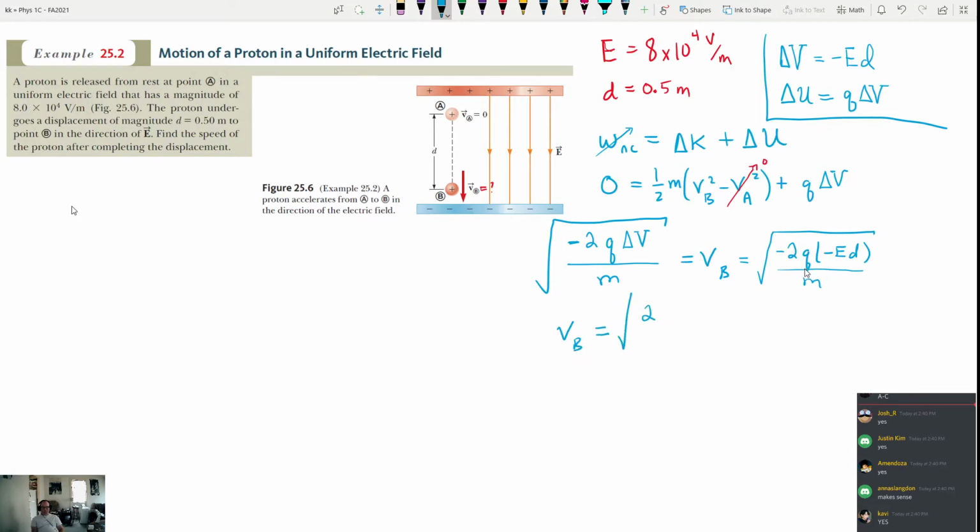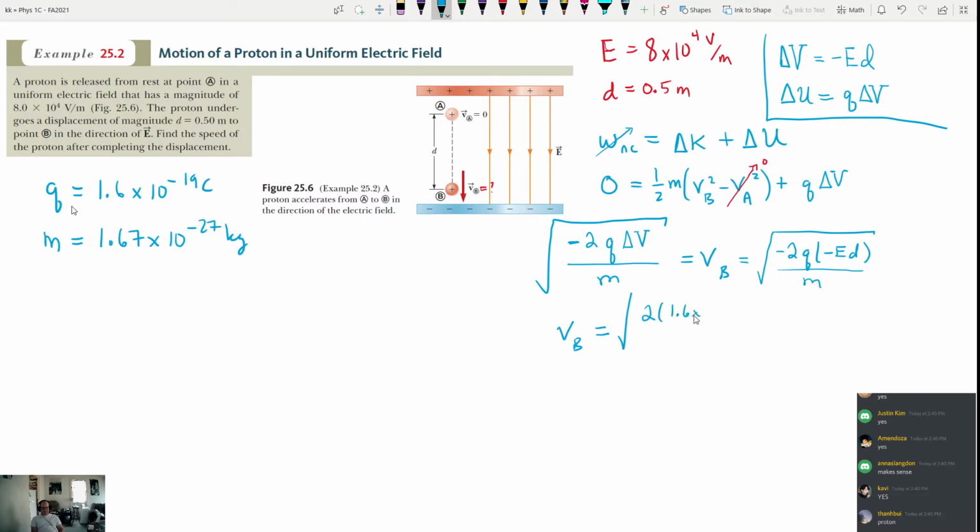So we get that the velocity is equal to the square root of 2. Now we need the Q. What's Q going to be? How do I figure out Q? It's a proton, right? And the charge of a proton is about 1.6 times 10 to the negative 19 coulombs. We're also going to need the mass. The mass of a proton, this is also something you can look up, is about 1.67 times 10 to the negative 27 kilograms.